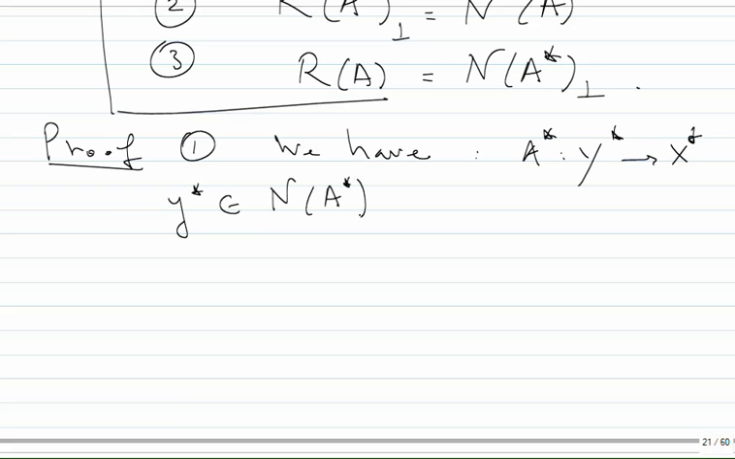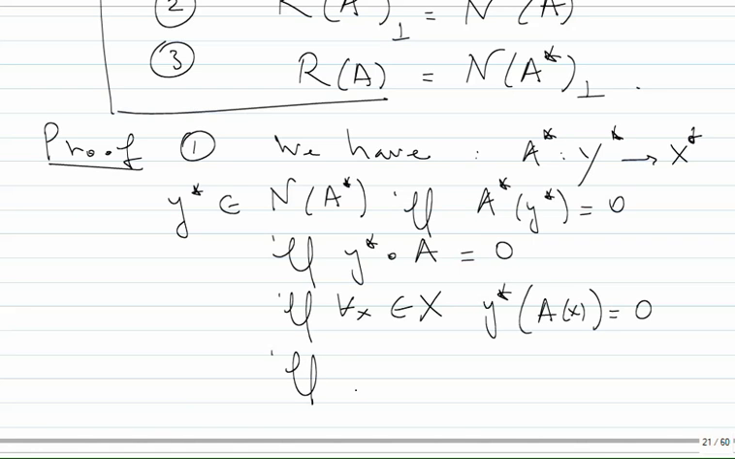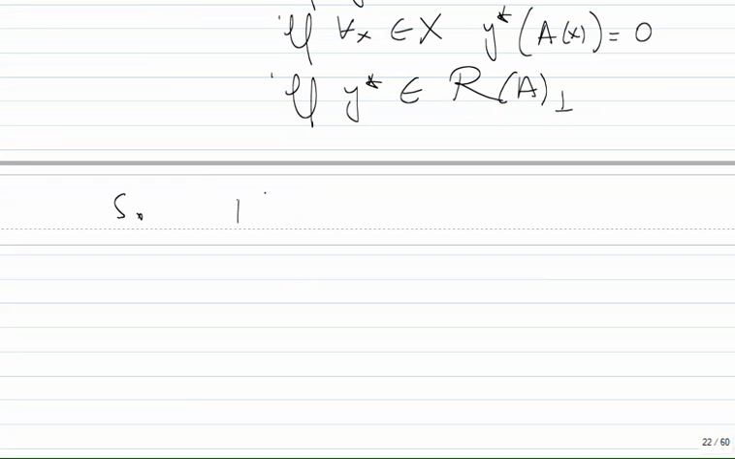Okay? So if and only if A star of Y star is equal to 0, if and only if Y star composed with A is equal to 0, if and only if for every X in X we have Y star of A of X equal to 0, which means that Y star belongs to the range of A orthogonal, because A of X describes the entire range. Okay? So you see, since we did if and only if, N of A star is equal to R of A orthogonal.